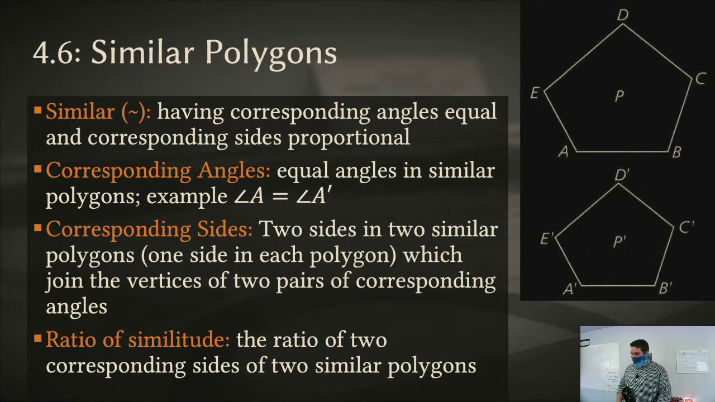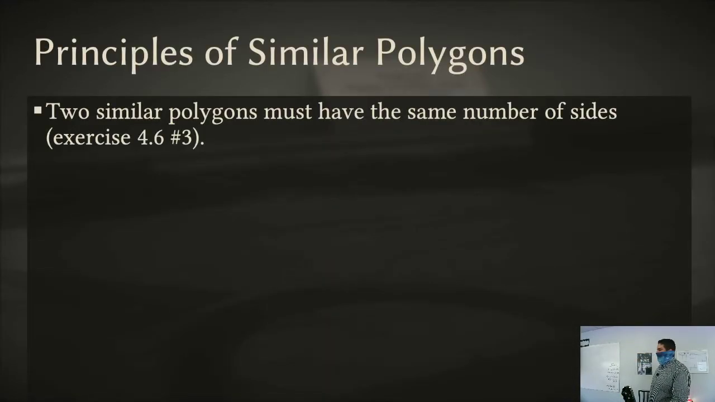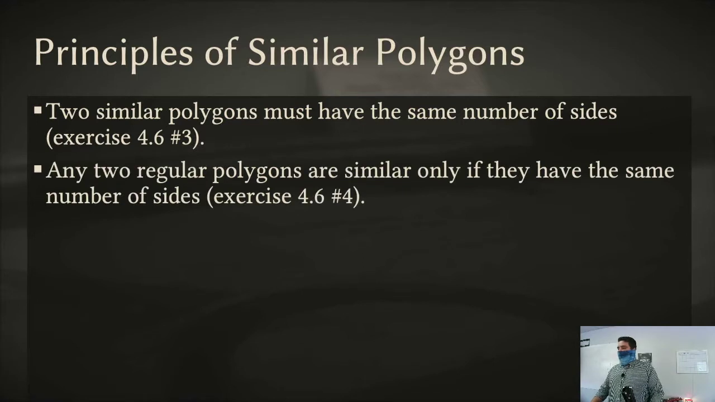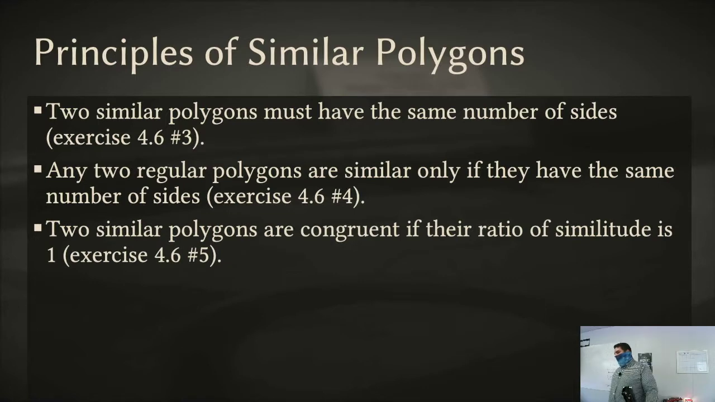Principles of similar polygons. First of all, two similar polygons must have the same number of sides. We could prove that in exercises 4.6, number 3. I'm not going to, just know it. You might want to write these down somewhere. Any two regular polygons are similar only if they have the same number of sides. So if they're regular polygons and they have the same number of sides, we can just say they're similar at that point. Two similar polygons are congruent if the ratio of similitude is 1.